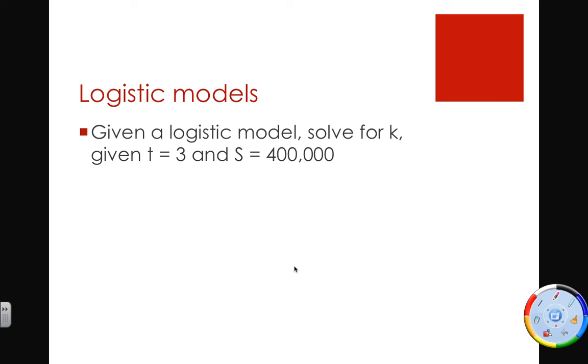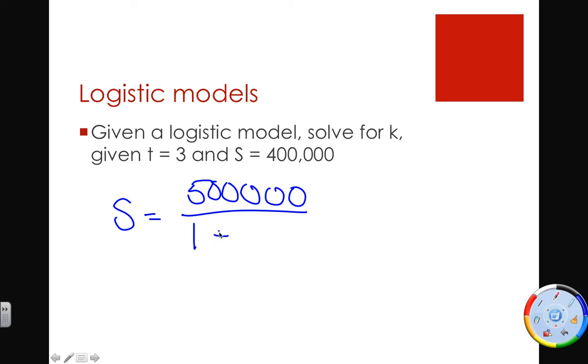All right, last problem here. I'm going to kind of leave this one to you guys after I give you guys the equation here. You're going to be given a logistic model that you need to solve for k. And a logistic model we looked at before. So let's say I gave you this model that said S equals 500,000 over 1 plus 0.6 e to the kt.